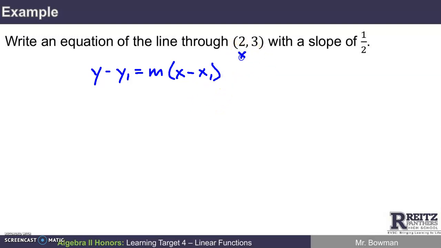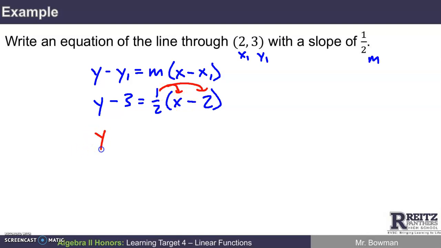This is x sub 1, and this is y sub 1. Here's my slope still. So I need y minus the y coordinate I know, 3, which equals then 1/2 of the quantity x minus, and in this case I need the x coordinate 2. The next step would be to distribute this 1/2. So y minus 3 equals 1/2 x.